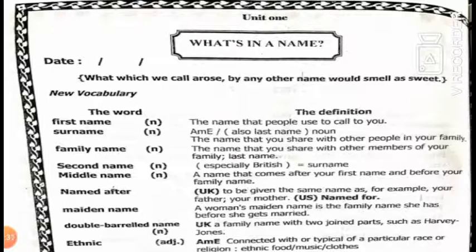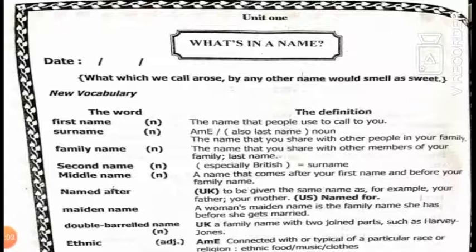The next word is named after. Named after means to be given the same name as, for example, your father or your mother. It also means named for. Pay attention that named after is used in the United Kingdom, but named for is used in the United States. But they have the same meaning. For example, she was named after her grandmother. It means that she was given the same name as her grandmother.